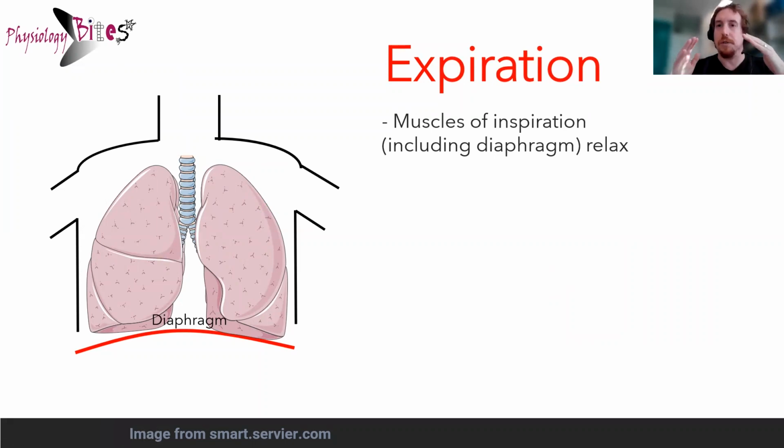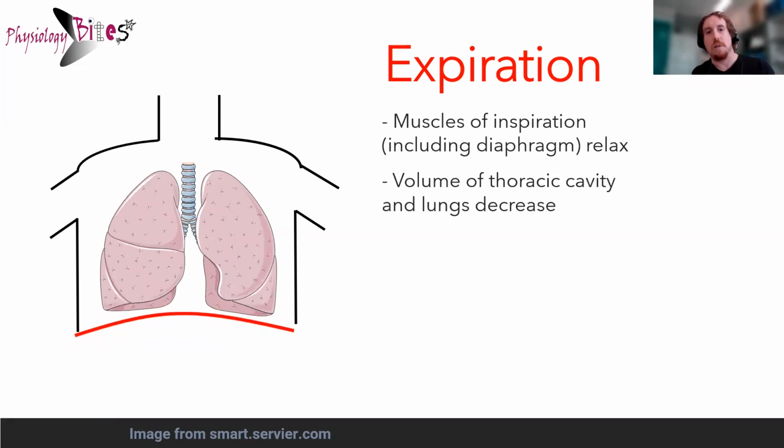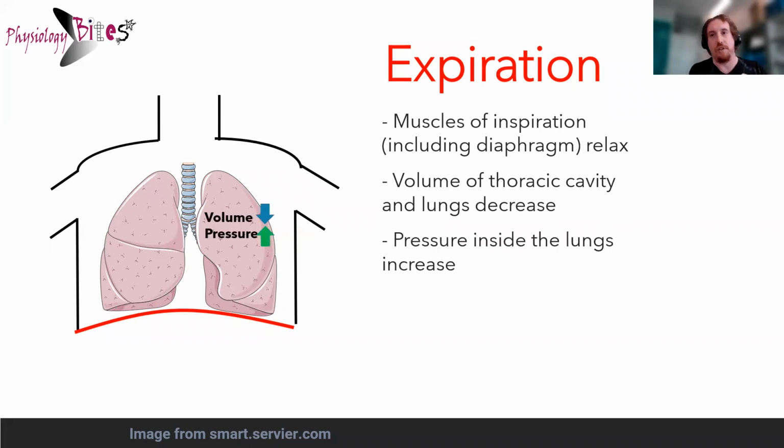Expiration is the exact opposite. Those inspiratory muscles now relax. So the diaphragm relaxes and moves more back up into your rib cage, like so. And in the process of doing this, because the lungs track the thoracic cavity, the lungs also contract somewhat, meaning that they have less volume in the thoracic cavity. Remember what we talked about before. If there's less volume in the lungs, pressure is going to do the opposite. So with less lung volume, there's now going to be more pressure inside the lungs.